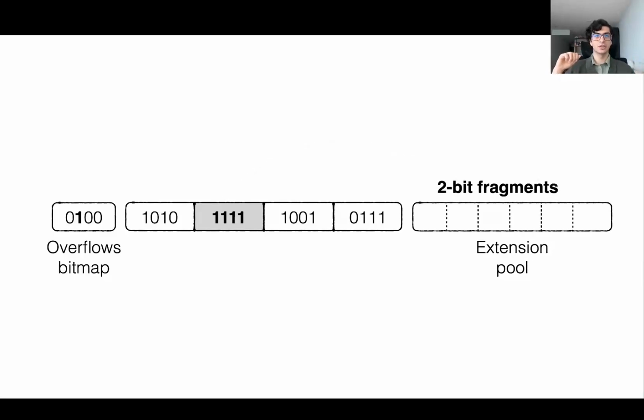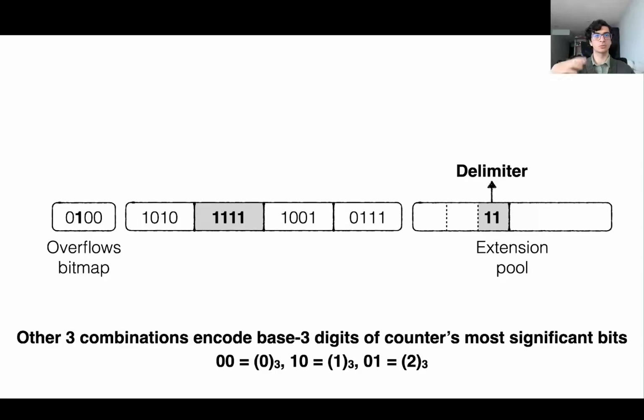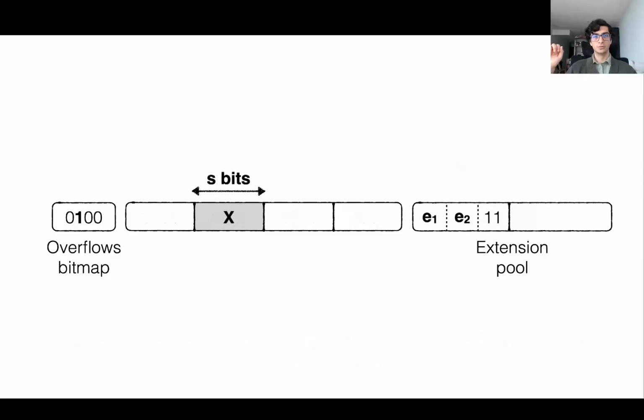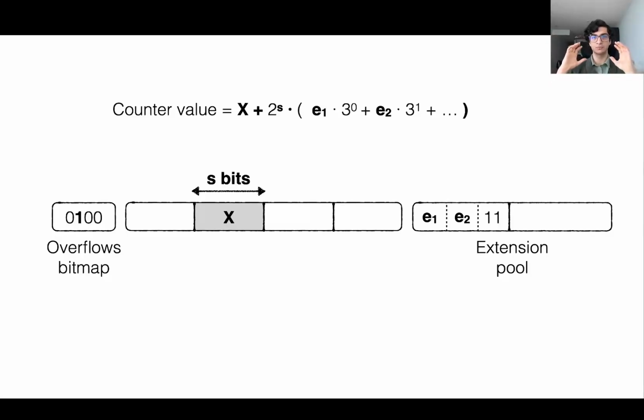In the extension pool, we form extensions from 2-bit fragments. We treat the fragment 1, 1 as a special delimiter that delimits the extensions. And we use the other 3 combinations of the fragments to represent the overflowing bits in base 3. So 0, 0 corresponds to the base 3 digit 0, 1, 0 to 1, and 0, 1 to 2. When we have the value x stored in an s-bit short counter, and an extension formed from fragments e1, e2, and so on, the counter's value can be derived as x plus 2^s times the decoded value of the overflowing bits in base 3, which is e1 times 3^0 plus e2 times 3^1, and so on.